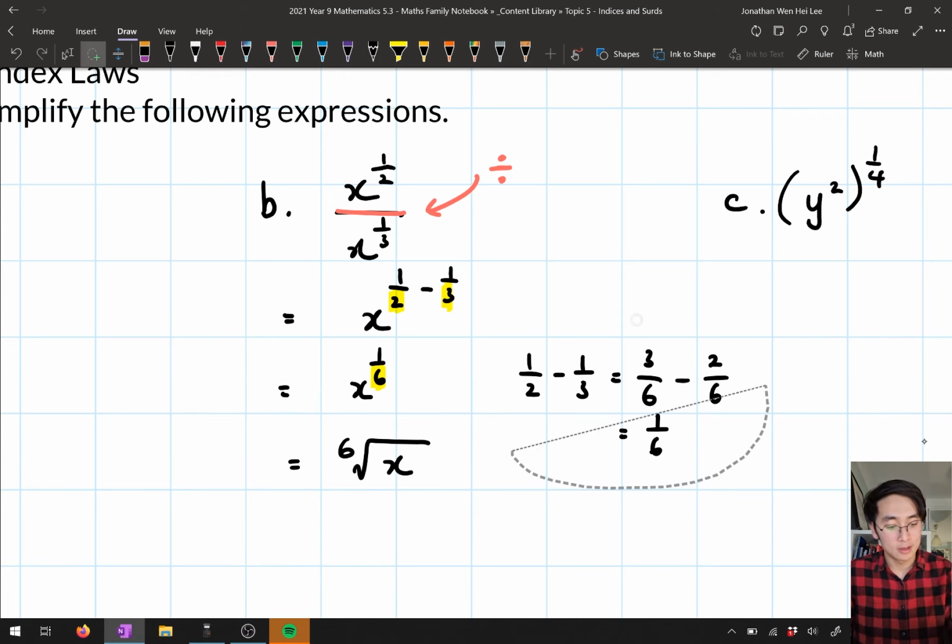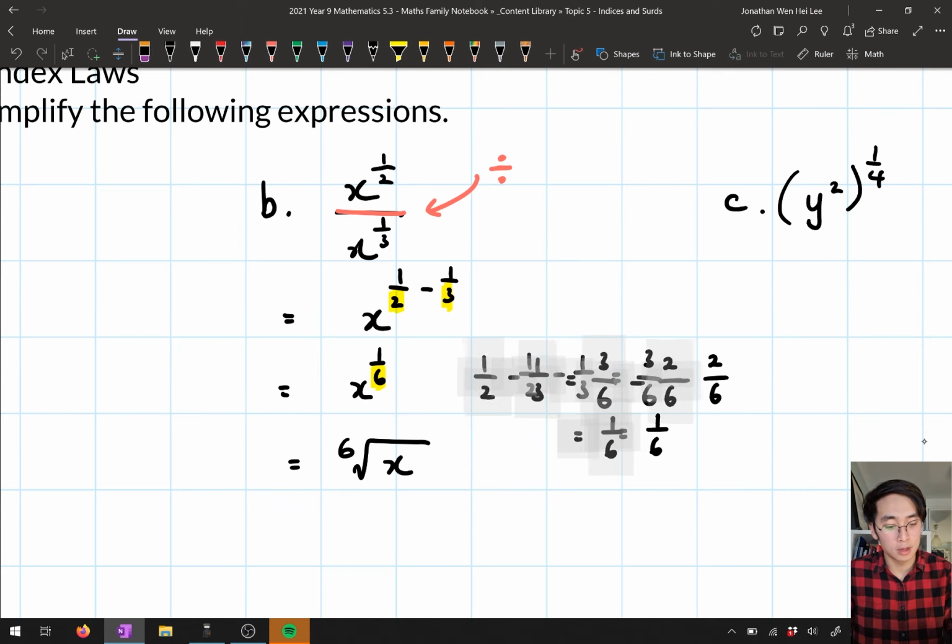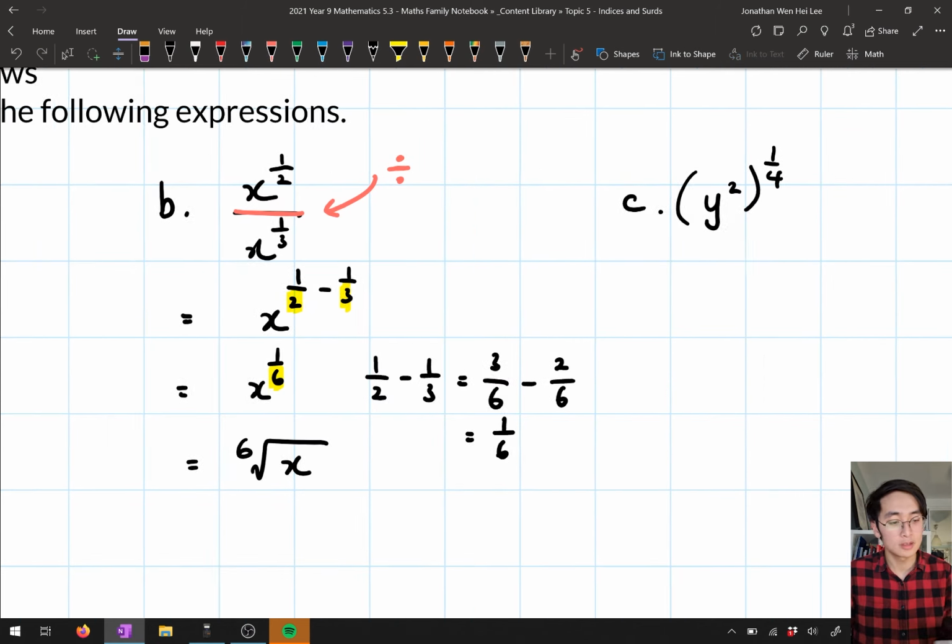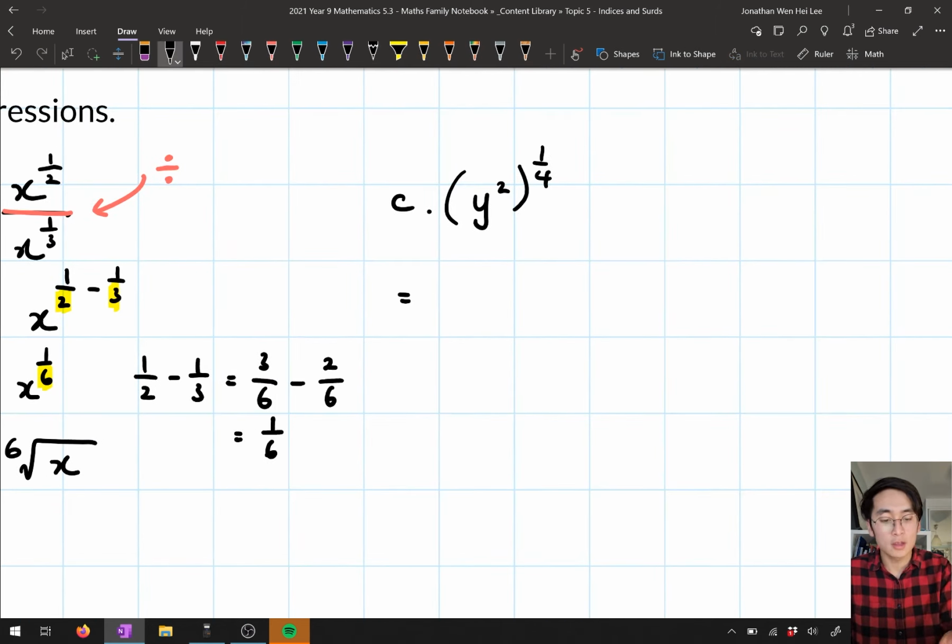Okay, now the last example here. See, we've got y to the power 2, so y squared, to the power a quarter. Now, here we have a power being raised to another power. So notice here we've got this bracket, and so we've got 2 and we're raising it to a power a quarter. So when we see a bracket like this where we're raising a power to a power, what we need to do is we multiply the indices together.